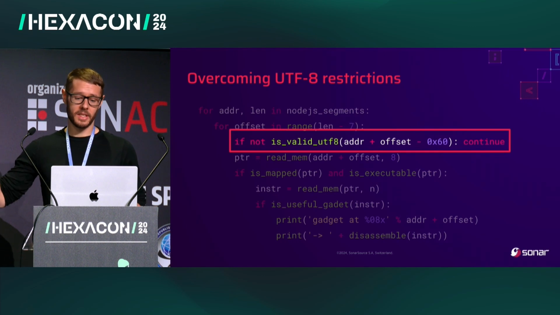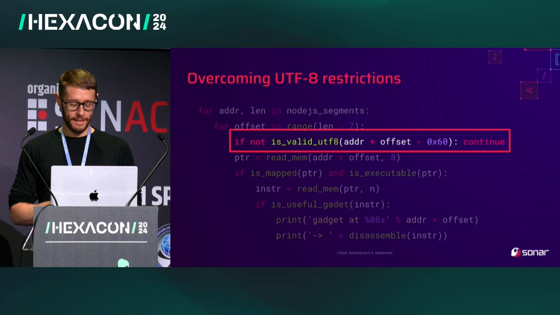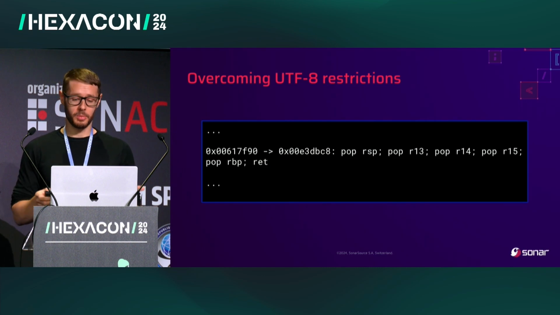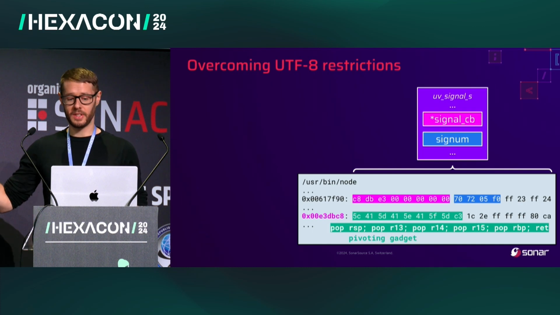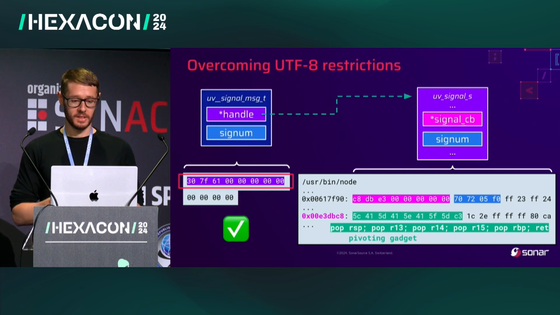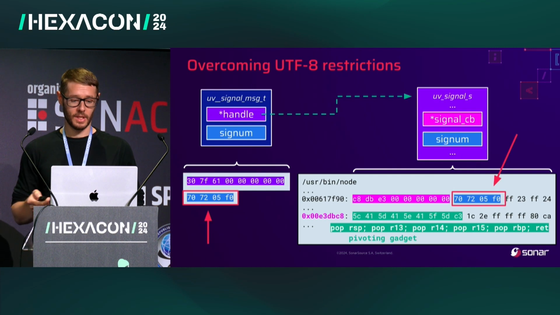The base address of the fake data structure needs to be valid UTF-8, so we add this additional check here. Fortunately, there are still suitable data structures, and we can find a nice pivoting gadget. That's how this data structure looks in memory. The 8 bytes at the beginning overlap with the signal.cb function pointer, and this function pointer references the pivoting gadget. This time, the address of the data structure is valid UTF-8, and we can populate the handle pointer in the signal message. Now we only need to adjust the signal value so that it matches the fake data structure.